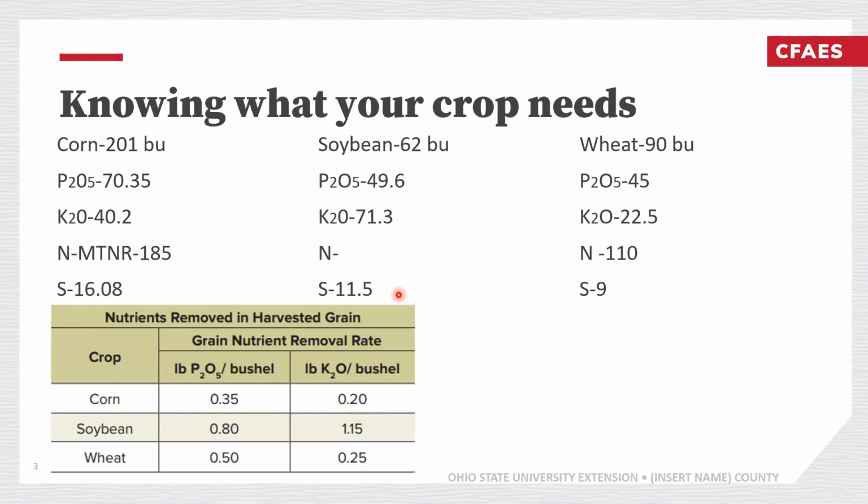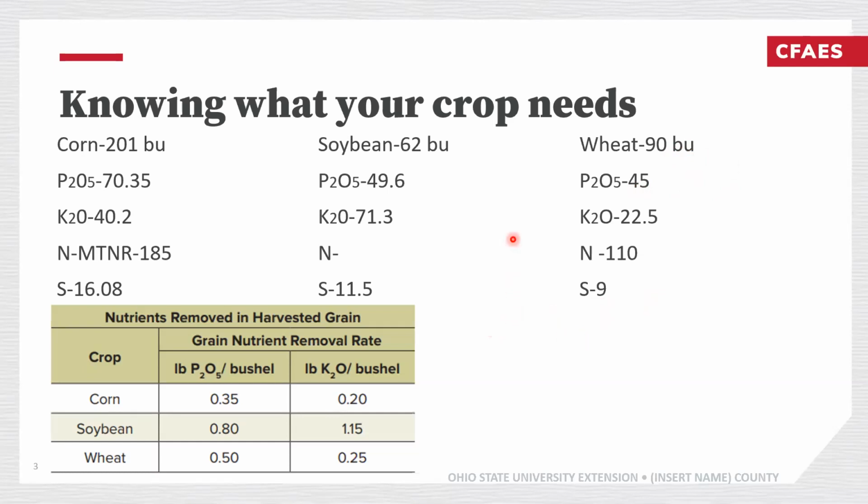About 11 pounds of sulfur. Now, if we go back to corn, if your growers are chopping corn silage, those are slightly higher rates because we're also removing that plant mass of nutrients removed. A 90 bushel wheat crop is going to remove about 45 pounds of P2O5, 22 pounds of K2O, 110 pounds of nitrogen, and 9 pounds of sulfur.